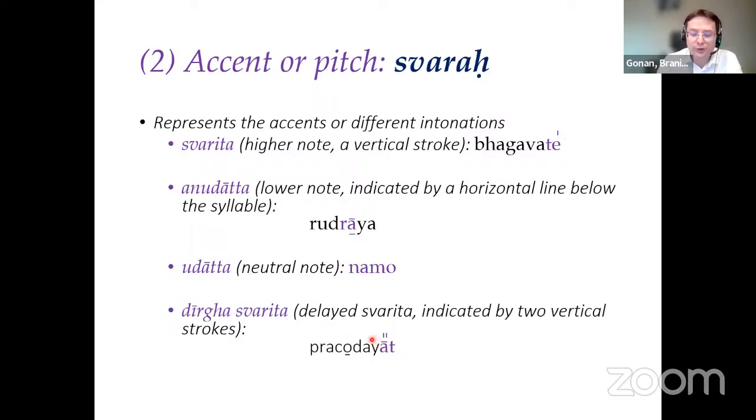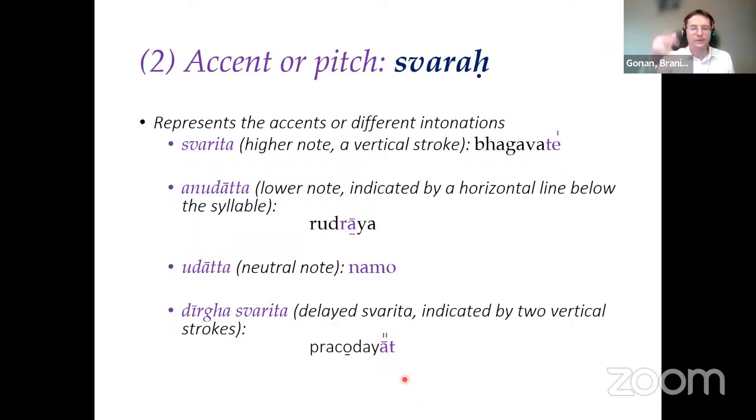Prachodayat. So first we need to respect the length. We said that there is a dirgham here, right? When we actually explore the first rule or the letters. So first we need to actually obey the duration of the syllable. Ya is double unit of time, and then we are actually lifting up only the vowel. Prachodayat. Okay?